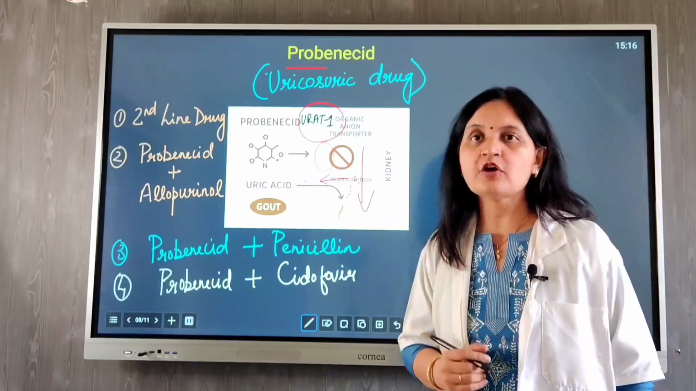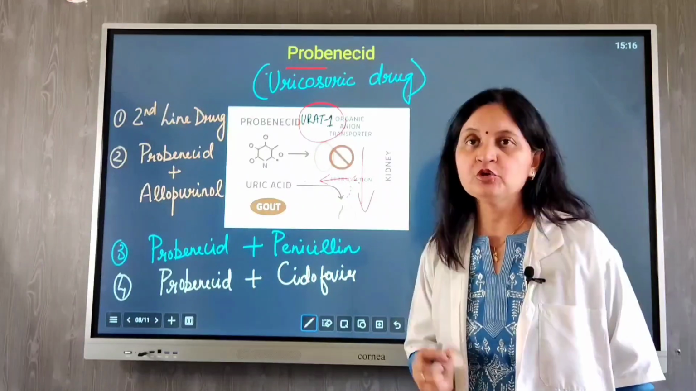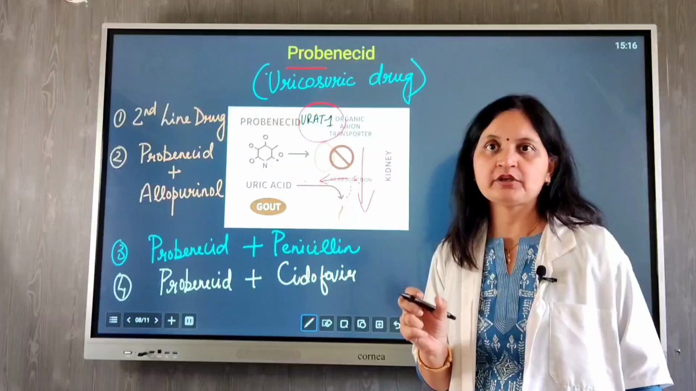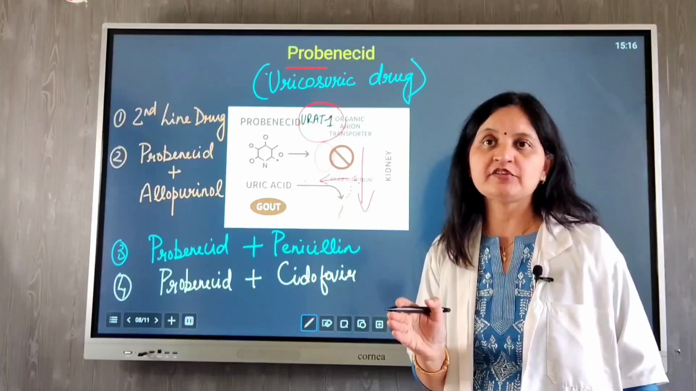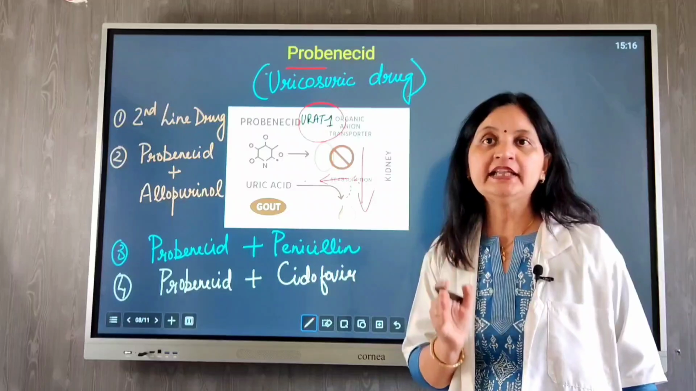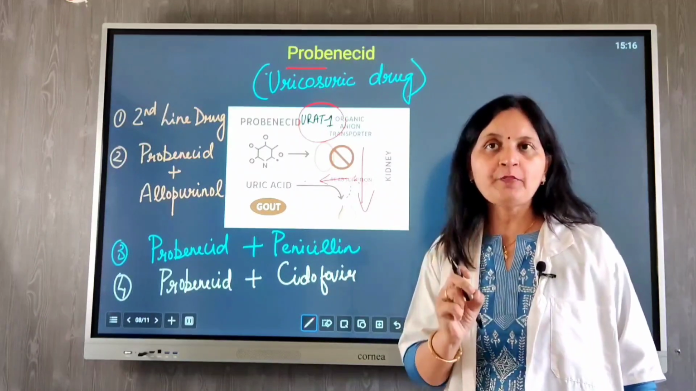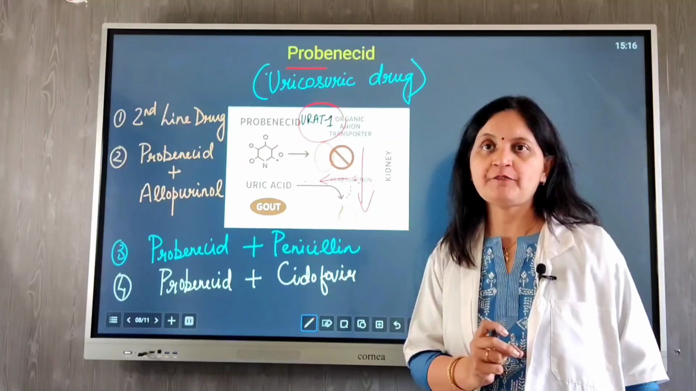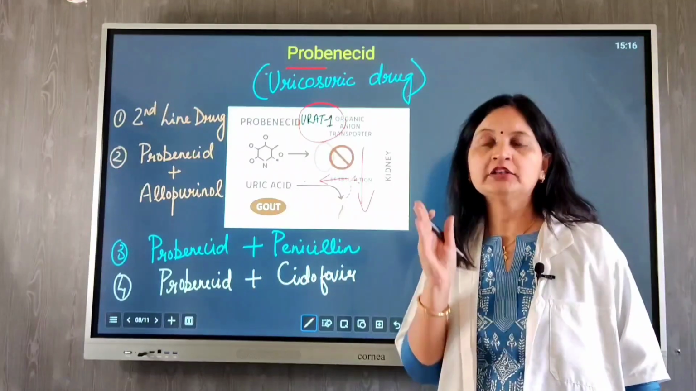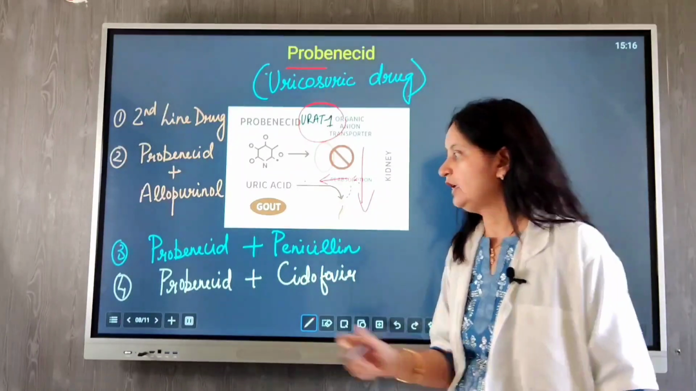Now there are other uses of probenecid. For example, penicillin is secreted into the tubules with the help of a transporter. So probenecid, by blocking the transporter, inhibits the excretion of penicillin, thus leading to prolongation of the duration of action of penicillin. So probenecid is combined with penicillin to prolong the duration of action of penicillin by acting on the organic ion transporter by blocking the transporter.